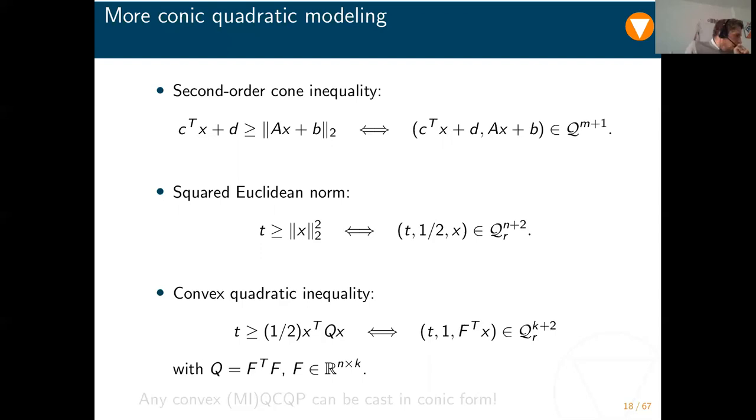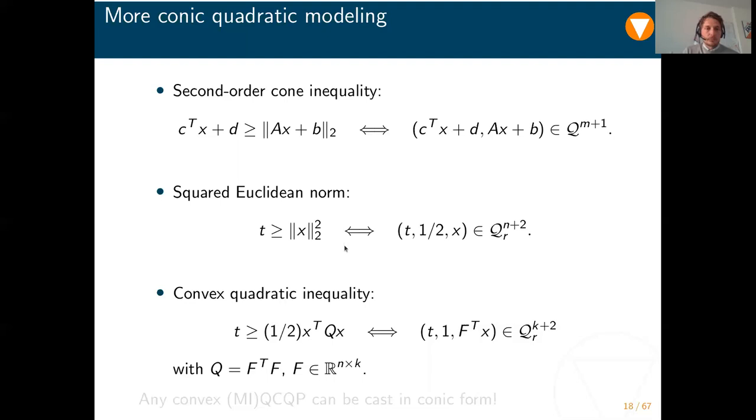You can also model squared Euclidean norms. This is basically almost the definition of a rotated quadratic cone. If you want to model this, maybe you remember that the rotated quadratic cone meant something like 2 times s times t is greater or equal than the squared Euclidean norm. Now, if you fix this s to 1/2, it multiplies with the 2 to 1, and then you're left with precisely this. So this is almost plugging in just the definition.